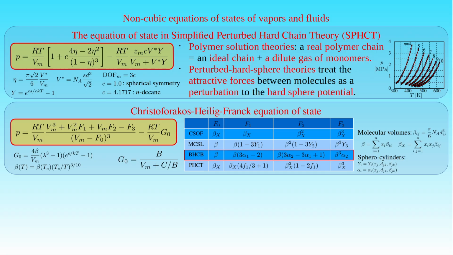The last model shown in the table is the perturbed hard chain theory equation of state, where density-dependent degrees of freedom for rotation and slow vibration are also considered in addition to the anisotropy of shape. As a result, besides the molecular volume parameter beta x, the polynomial coefficients contain the parameters f1 and f2 describing the non-translational density-dependent degrees of freedom of the molecules in the mixture.